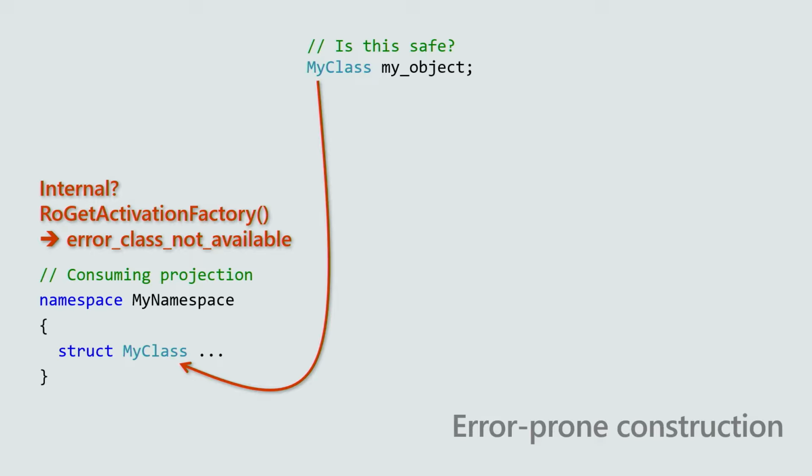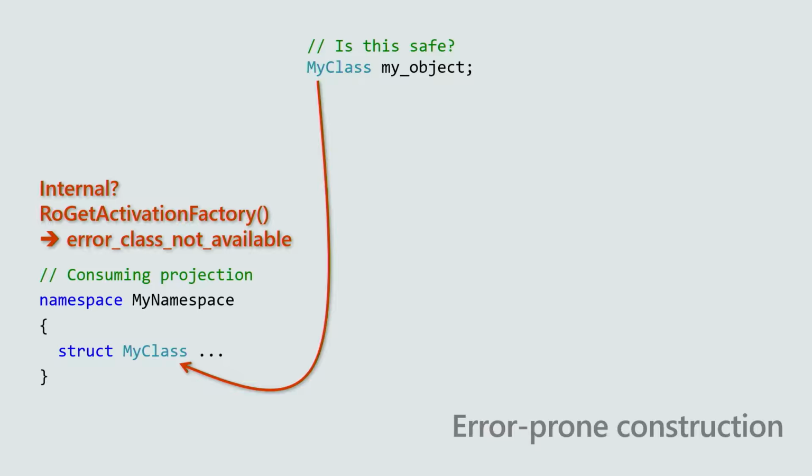If it's internal, then using that projected constructor is going to attempt a call on RoGetActivationFactory. And that is going to fail because we haven't registered this class. And this can happen when we're using local, app-local XAML view models and this sort of thing. We're not interested in registering these for external use. They're for our own internal use. They just need to be described by metadata. So this could be a problem.